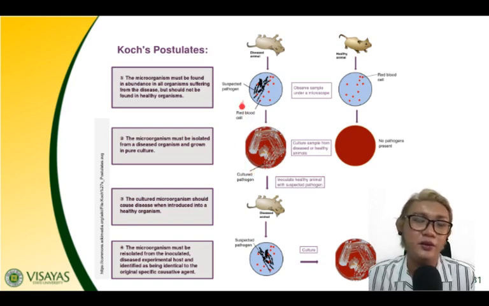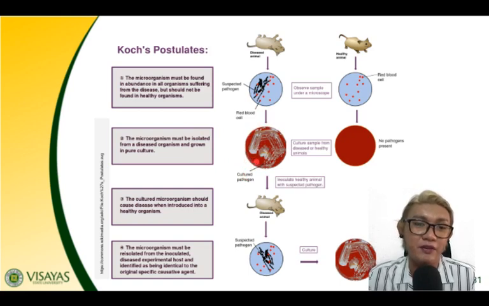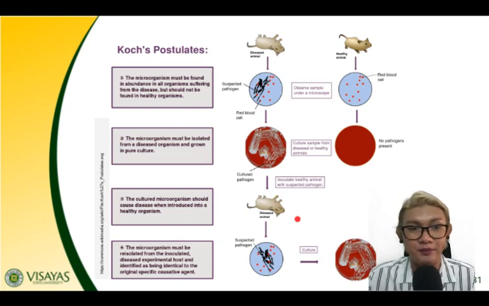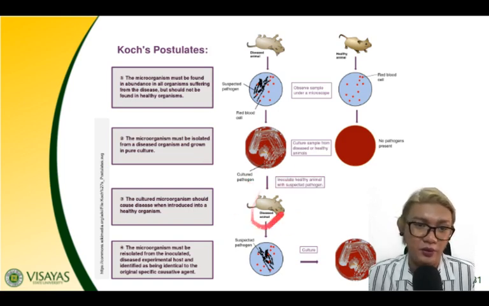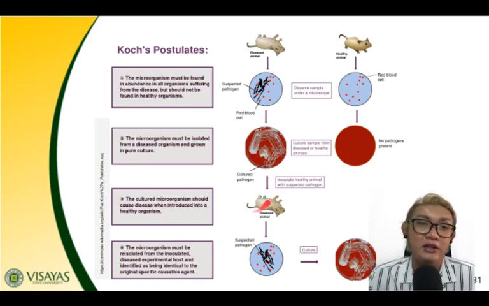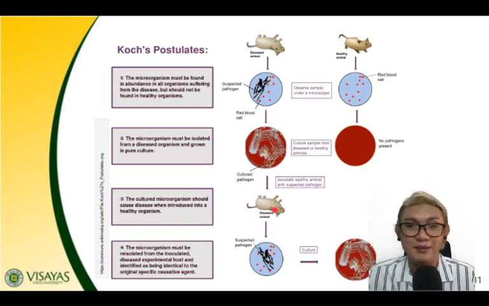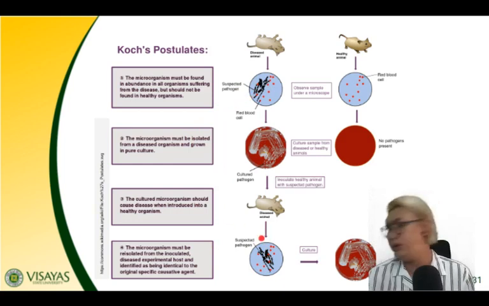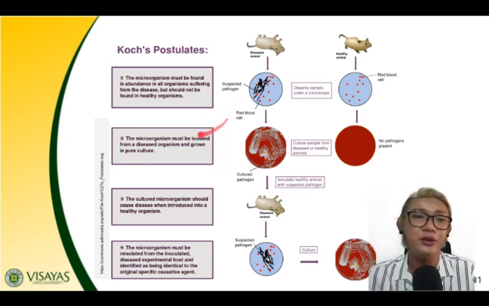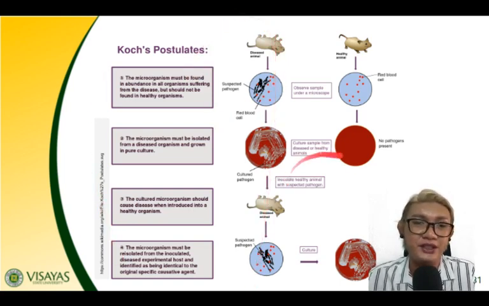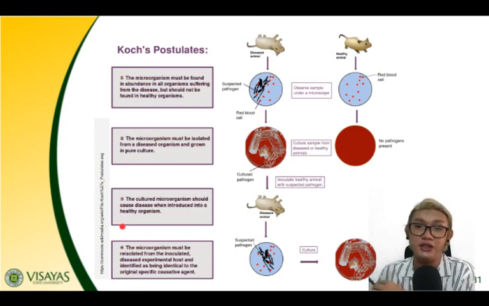So you have to isolate it in pure culture, and then from the pure culture, the microorganism should cause disease when it is introduced into a healthy organism. Now, when the healthy organism has also died, or showed the same symptoms as the original, it must be re-isolated and must be found to be the same as the original. So this is how you do the classical pathogenicity testing based on Koch's postulates.